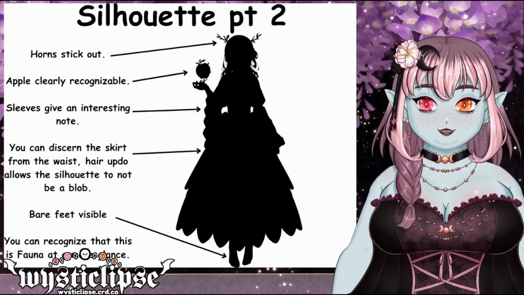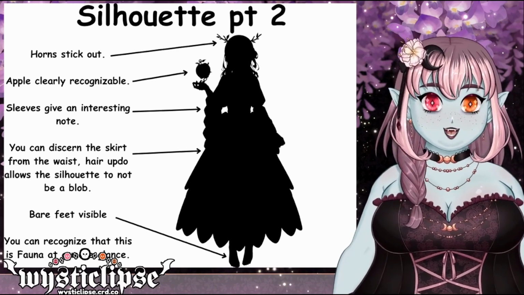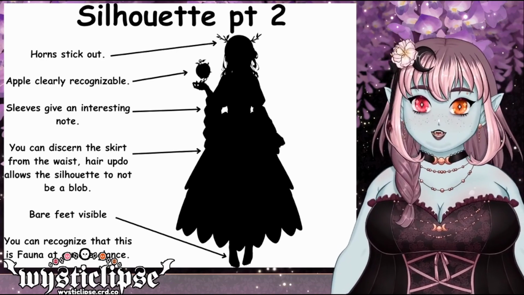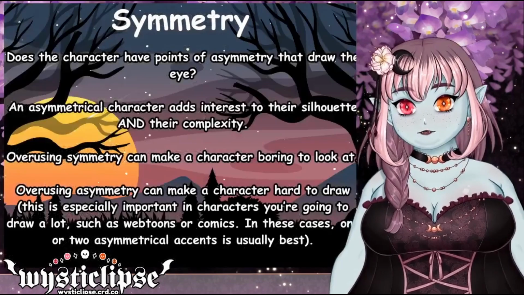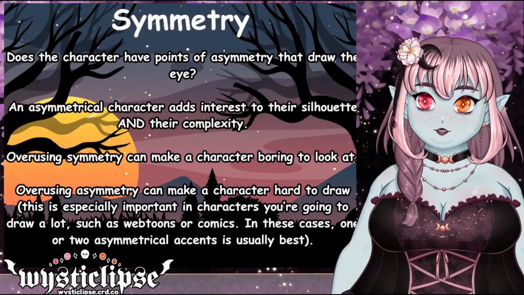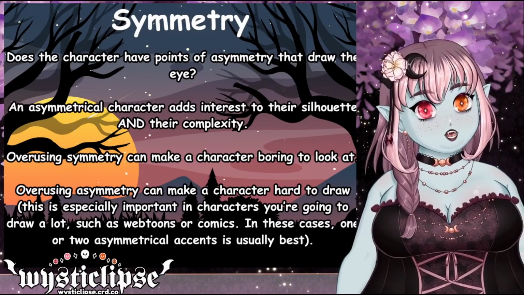Her bare feet are visible. You can recognize that this is Fauna at a glance. You have no problem. You would recognize her anywhere. So symmetry. Symmetry and asymmetry are really important in character design.